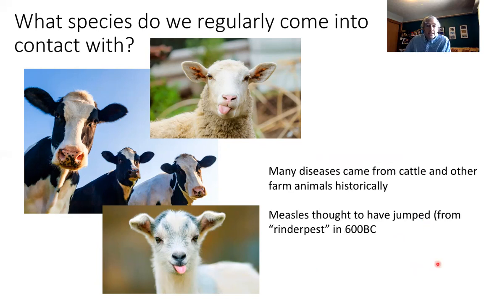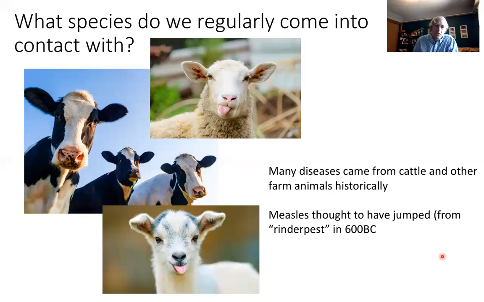But many diseases come from cattle and other farm animals historically. If we look at a lot of the pathogens that we now consider human diseases, we can actually trace their origins back to other domesticated animals. One of the big ones of these is measles. Measles is thought to have jumped from a disease called rinderpest, which is present in cattle, in about 600 BC. We've domesticated farm animals for millennia, and over the course of that domestication, many diseases have jumped from farm animals into people. And measles is one of the really big ones.